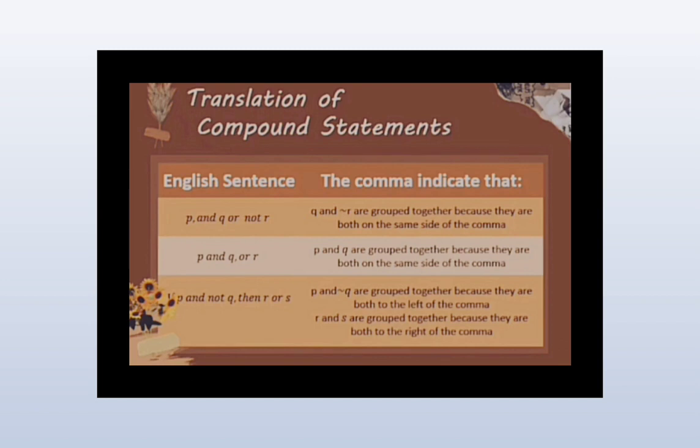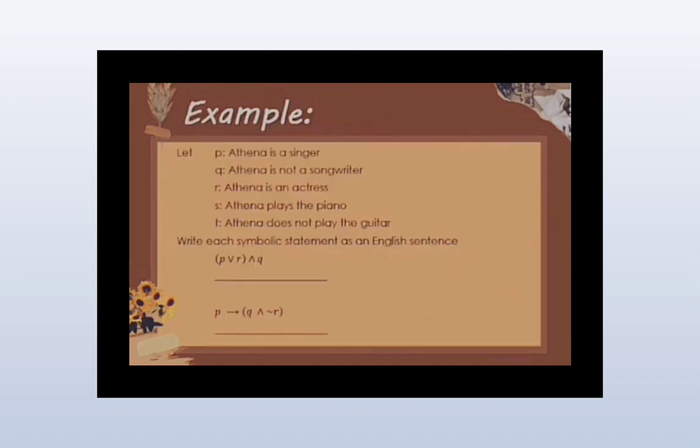So let's have here our first example. Let P: Athena is a singer. Let Q: Athena is not a songwriter. Let R: Athena is an actress. Let S: Athena plays the piano. Let T: Athena does not play the guitar. We will write each symbolic statement as an English sentence.